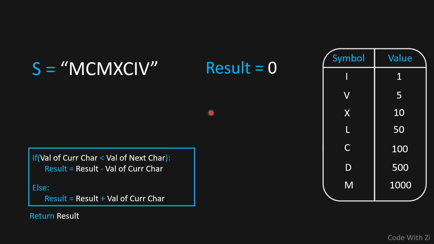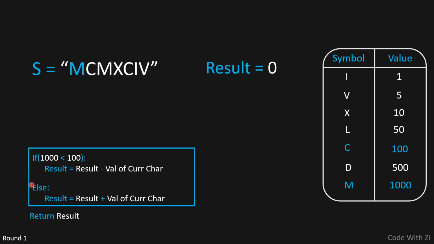Now let's get to the fun part, which is the visualization. As you can see, we have a loop and we're gonna loop through each letter in our string. So let's start. We're gonna be in the first round of our loop, and in our first round, we're gonna be pointing to this letter here because that's the first letter in our string. We're gonna say if the value of the current character, as you can see, we have M, and the value of current character is gonna be 1,000. So we have 1,000 here, is smaller than the value of the next character. As you can see, it's gonna be C and 100. So if 1,000 is smaller than 100, it's not.